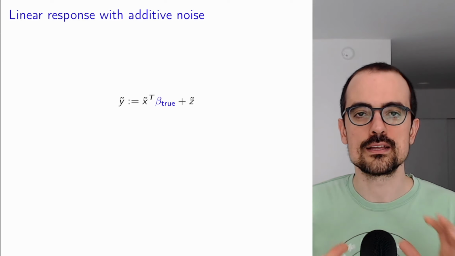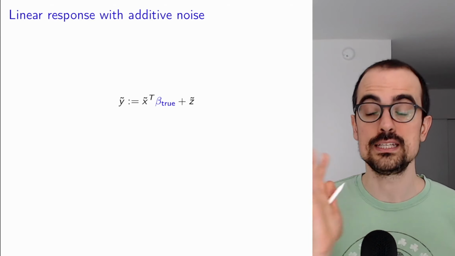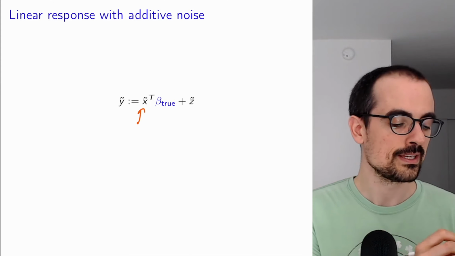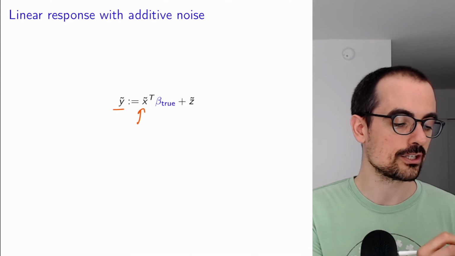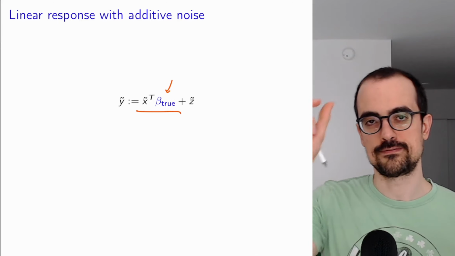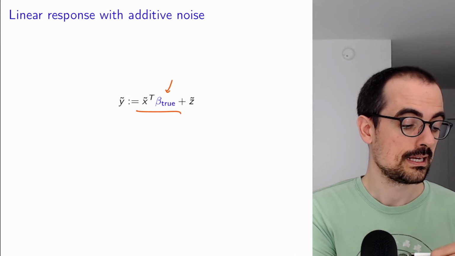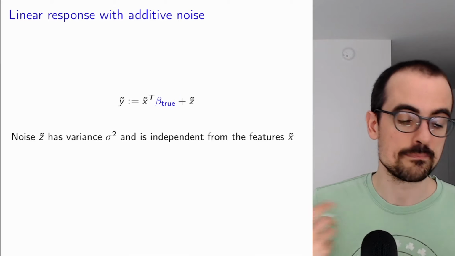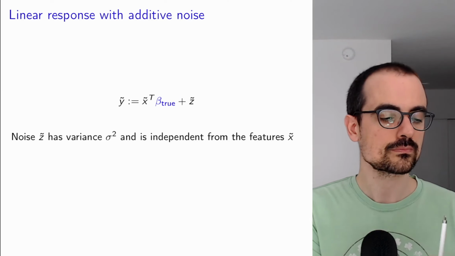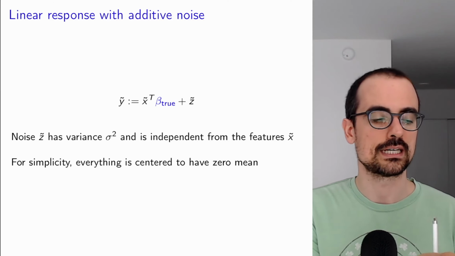In order to start studying this question, let's assume that the response is indeed a random variable and the features are indeed a random vector, and that the response is given by a linear function of the features governed by these true coefficients, which are just a fixed vector of coefficients, plus a noise term that is independent from the features and that has variance sigma squared. For simplicity, we're going to assume that everything is centered so that we don't have to worry about additive constants.